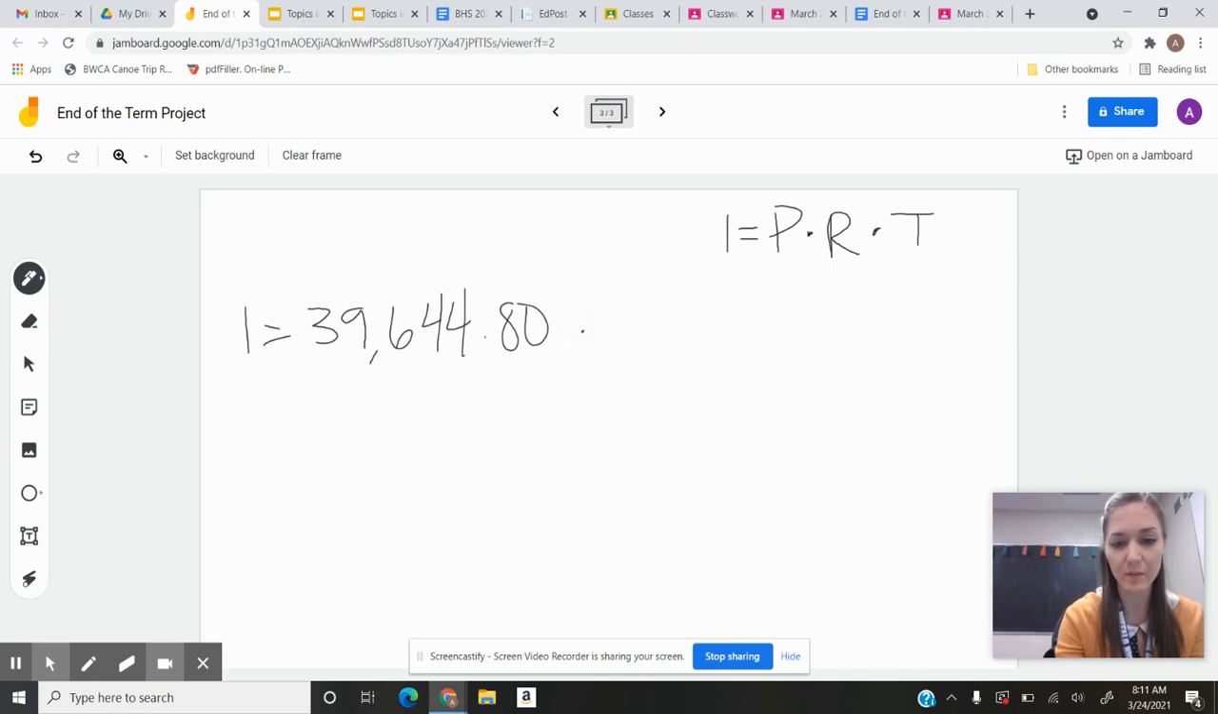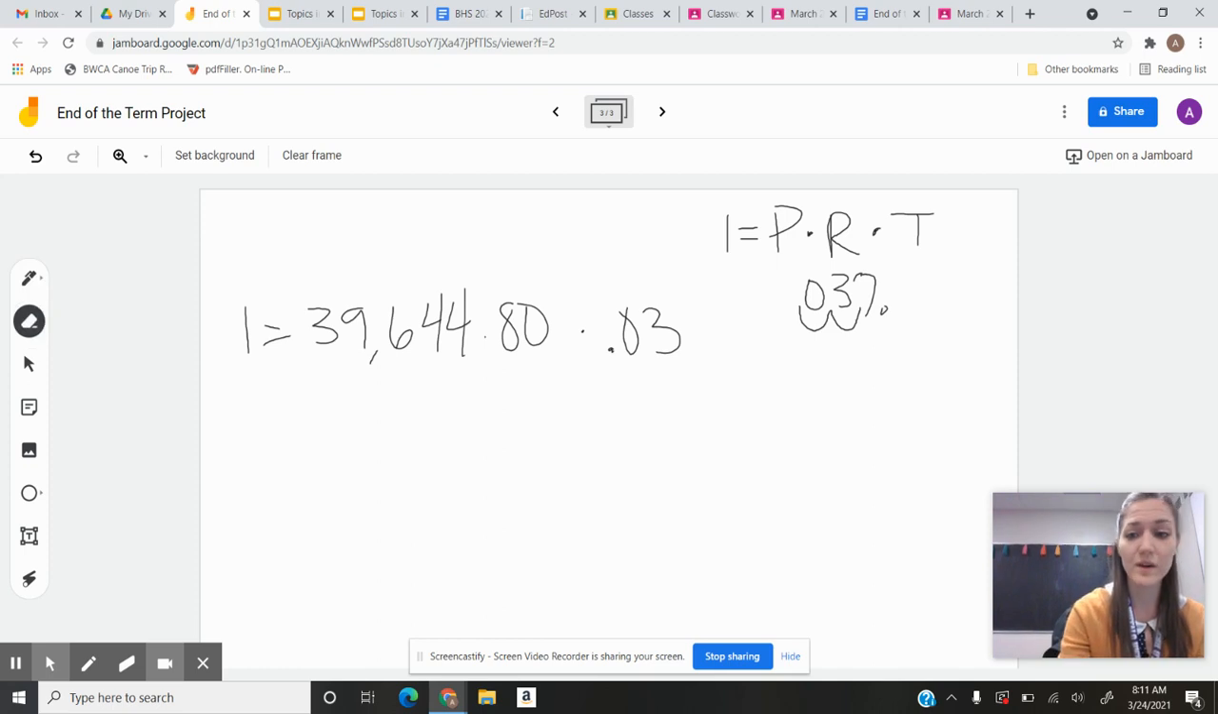I'm going to take that times my 3%, but remember, I can't just put in 3%. I have to make this percent into a decimal, and I'm going to do that by just moving that decimal point 2 places to the left. So it's actually going to be multiplied by 0.03. And then my time is just 10 years.